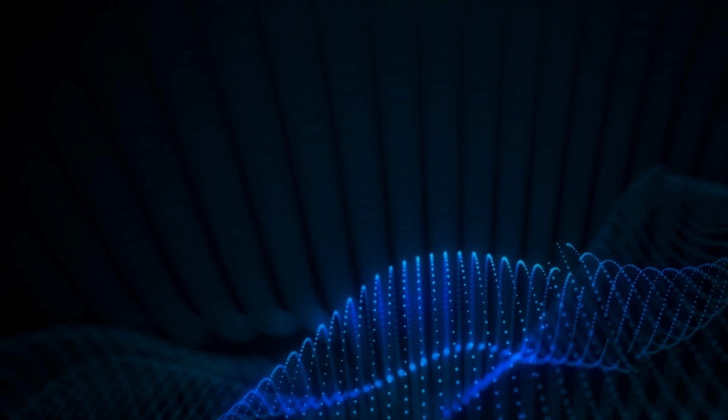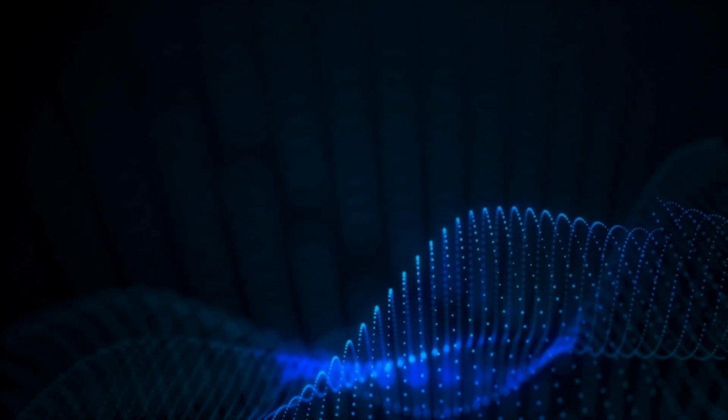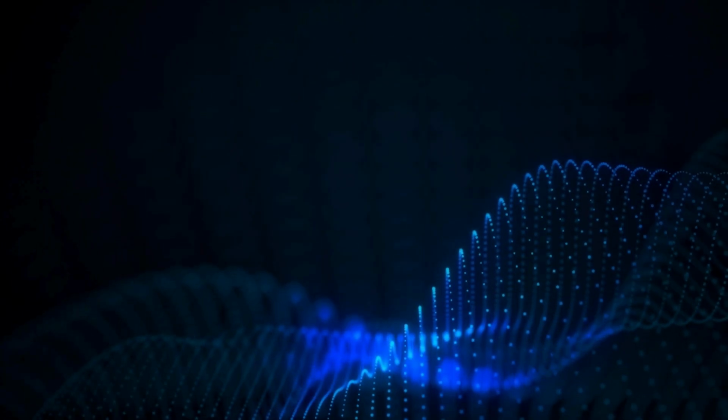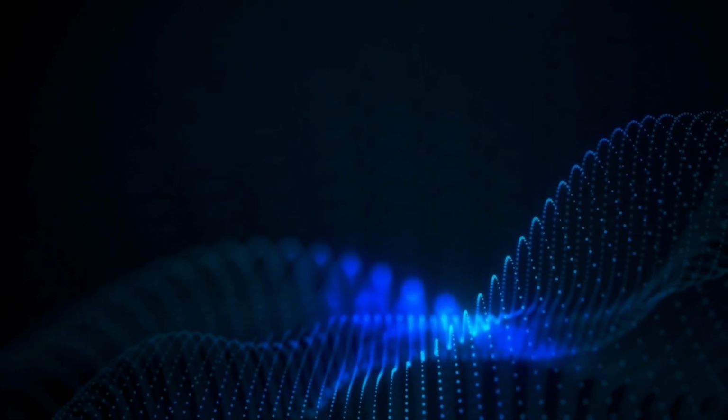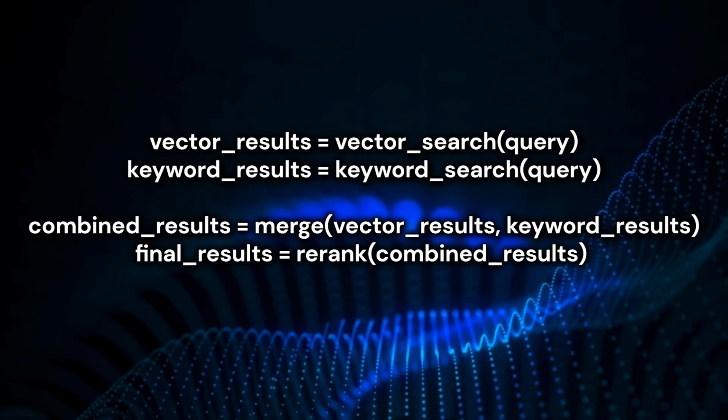Now let's see how we improve retrieval using hybrid search. We use both vector search and keyword search together. Here is a simple code representation you see. Now let me explain this clearly.